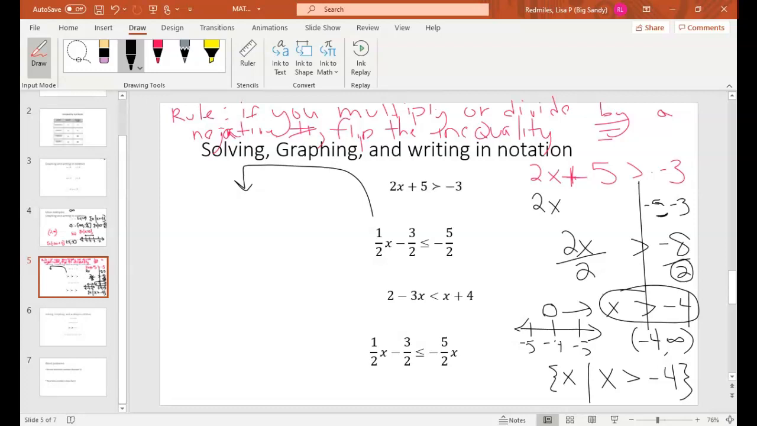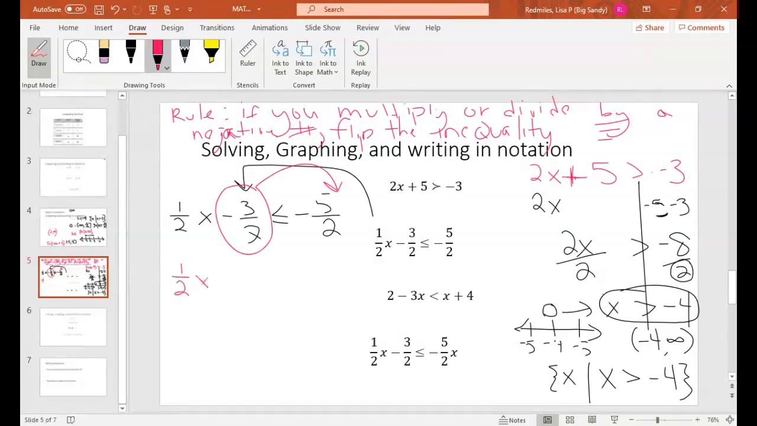So again, first step is simply to put whatever is not an x term on the right and whatever is an x term on the left. Right now I'm just rewriting it. So this right here has to move to the other side and it becomes plus. So I have 1/2 x is less than or equal to +3/2 minus 5/2, or I could have put negative 5/2 plus 3/2.